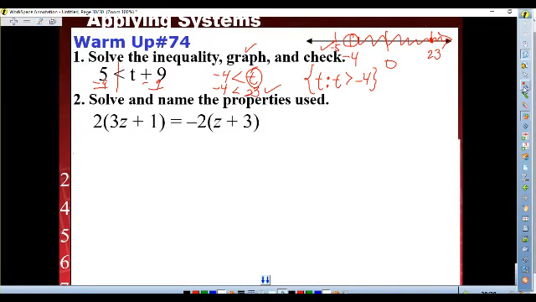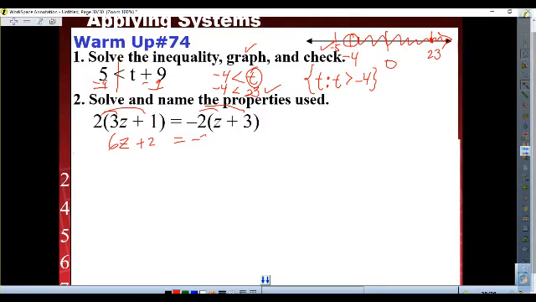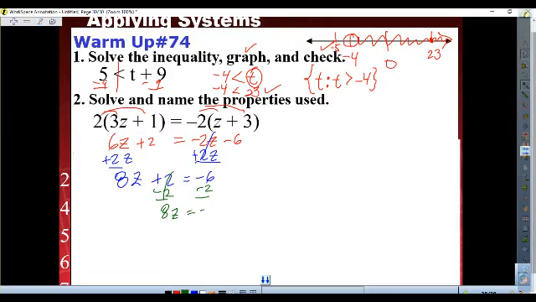For number 2, distribute, we get 6z plus 2 equals negative 2z minus 6. From there, plus 2z, plus 2z, we get 8z plus 2 equals negative 6. So far so good? Minus 2, minus 2, 8z equals negative 8. And my last step, divide by 8, z equals negative 1. Hands up if you got that. So far so good. Next part, properties.